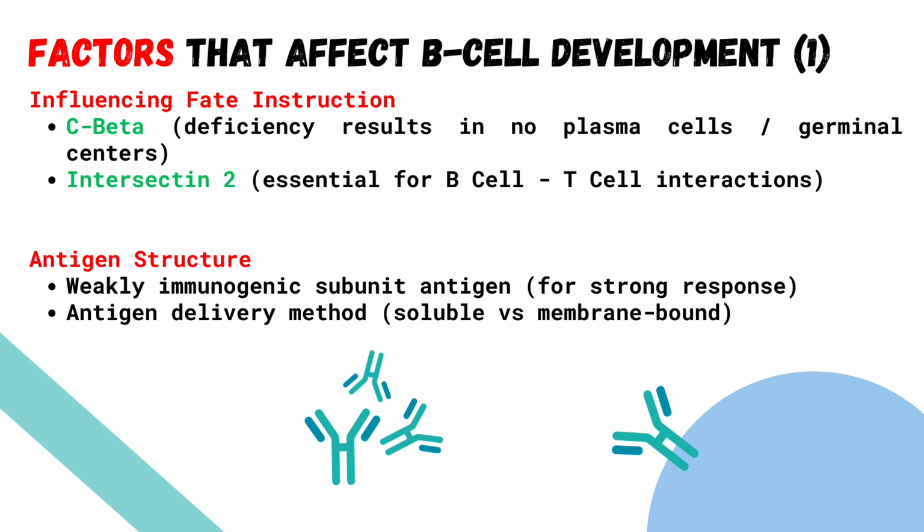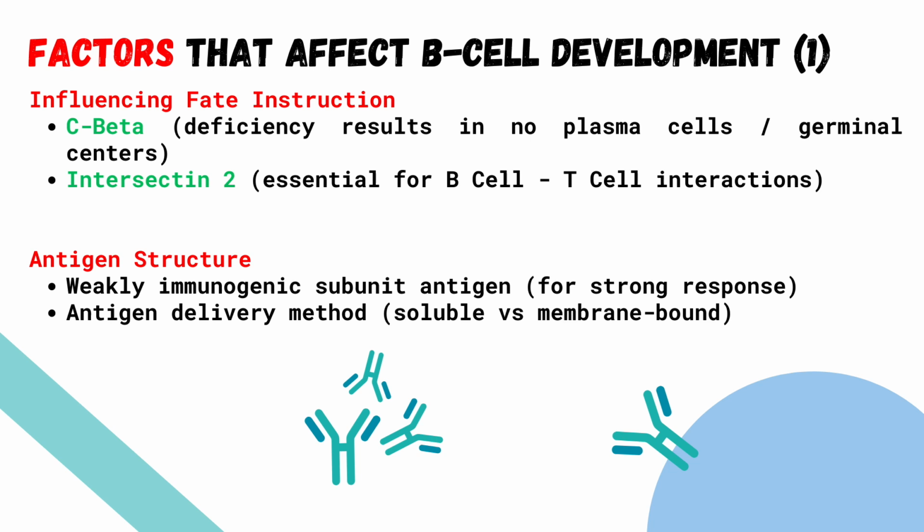Antigen structure also plays a role in how much protection immunization confers. One such factor includes the presence of weakly immunogenic recombinant subunit antigens, which are still capable of producing a strong antibody response, as evidenced by the highly effective HPV vaccine.